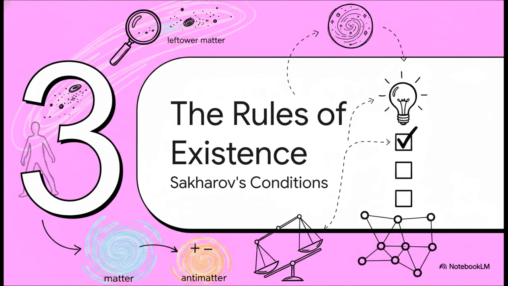Okay, so we've established a crime was committed. We've got the evidence of the leftovers. So how do we find the culprit? Well, back in 1967, a brilliant physicist named Andrei Sakharov gave us a checklist, 3 conditions that any theory absolutely must meet to explain how this all happened.